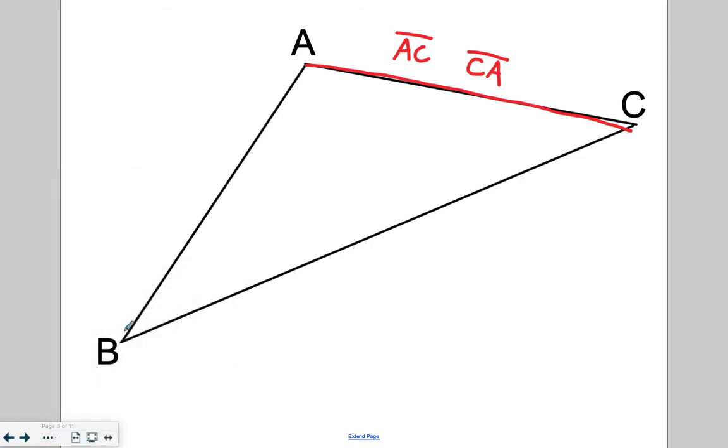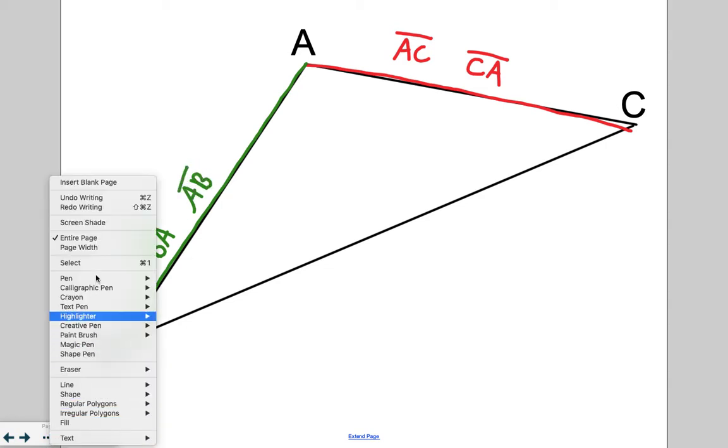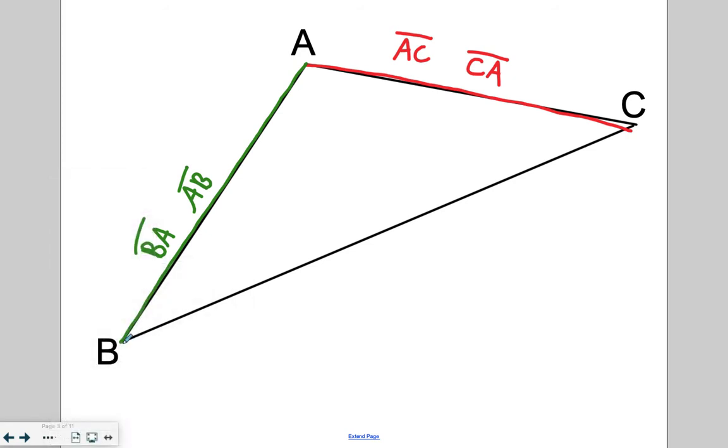Your next side of the triangle, this left part, again, 2 options for naming the sides. You either have BA or you have AB. And then your third side for this particular triangle, you can either call BC or CB.